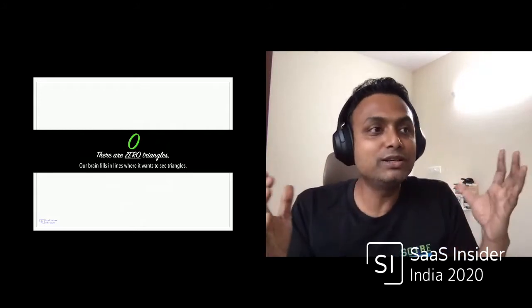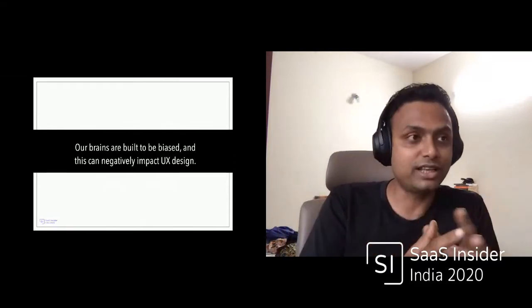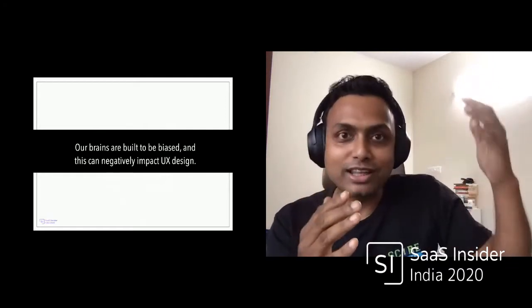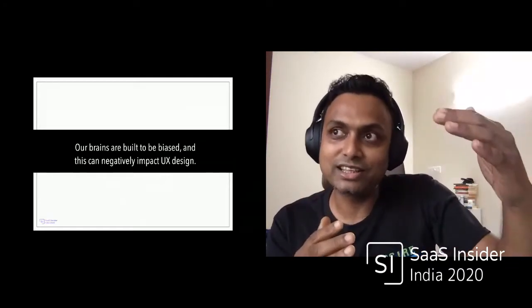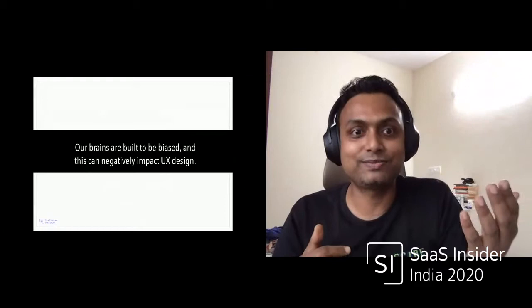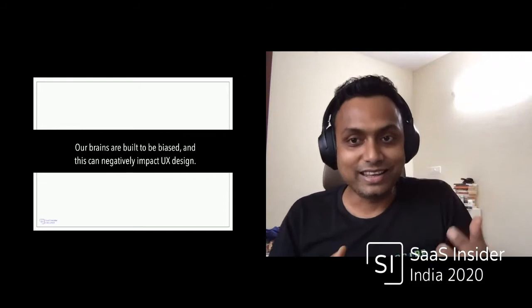Our brains are built to be biased, and this can negatively impact our product design or UX design. When I say negatively impact, imagine the moment I asked how many triangles there are, we quickly formed a thought that there are this many triangles and started giving the answer. But actually there are no triangles. Our brain processes the information quickly, and without any second thought we started giving the answer, and that's basically a negative impact.